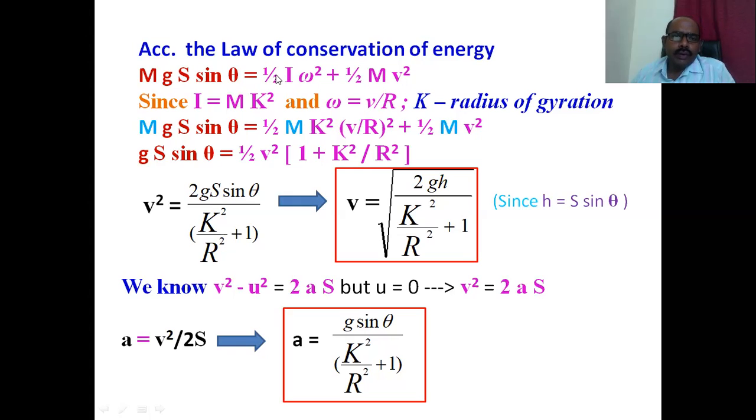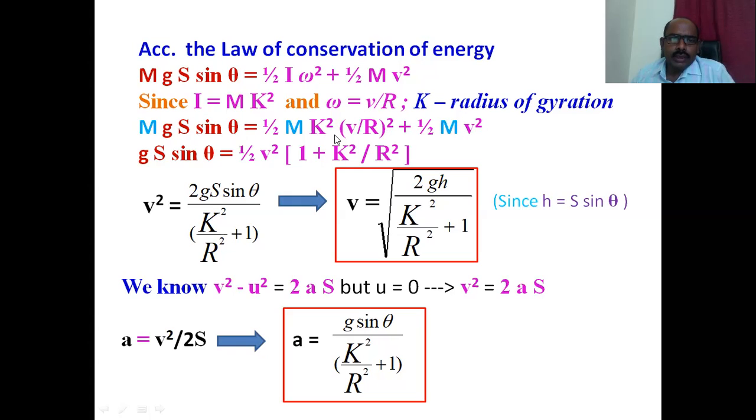In place of I we write I equals m k square, where k is the radius of gyration, and omega is the angular velocity, which is equal to linear velocity by r, that is v by r. We substitute these two values in the above equation. So mgs sin theta is equal to half m k square times v by r whole square, plus half m v square.